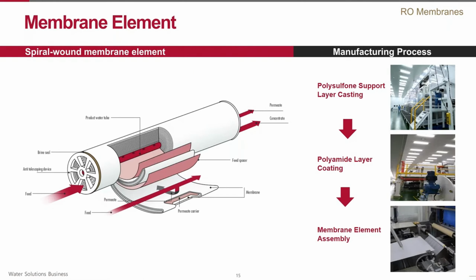The whole assembly of envelopes is rolled around the perforated permeate collector tube and covered by the fiberglass shell. The 2 ends of each RO element are finished with plastic caps that we call end caps or anti-telescoping devices.